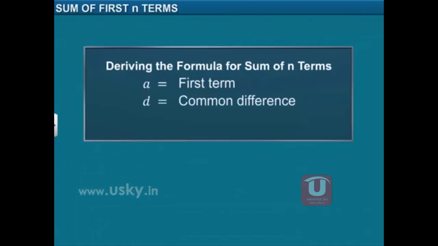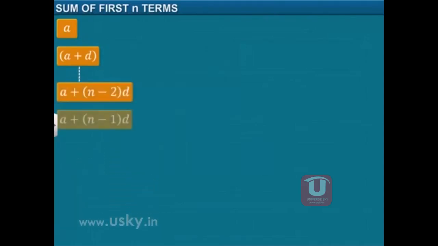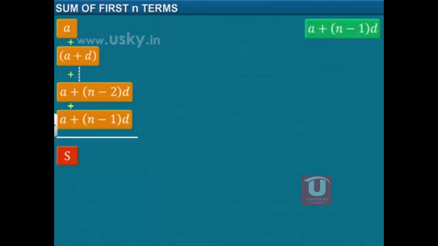The first term is a. The second term will be a plus d, and so on. In this way, you can compute each term till the nth term. Let the sum of these terms be s. Now, let's consider the reverse of this AP. In the reversed AP, the last term, a plus n minus 1 multiplied by d, appears in the first position, and the first term, a, in the last position. The sum of the terms of this AP also will be s.